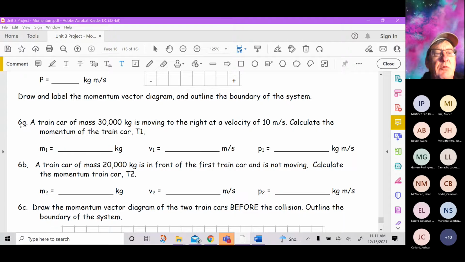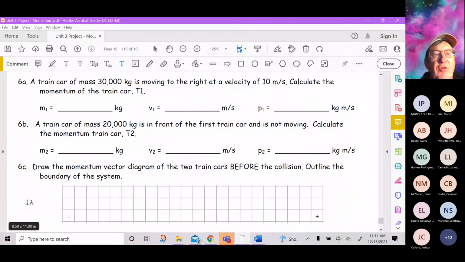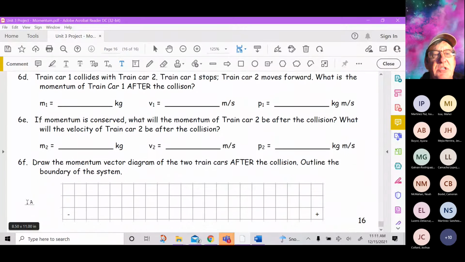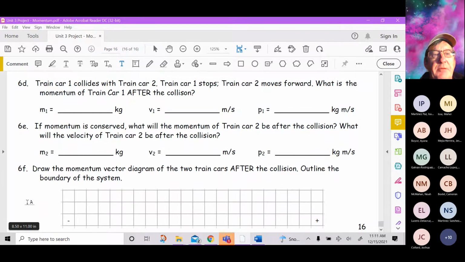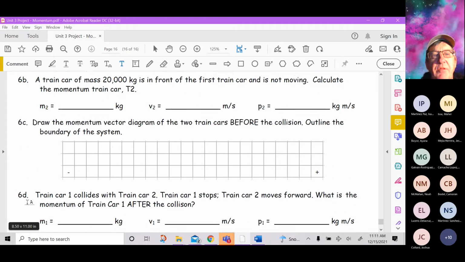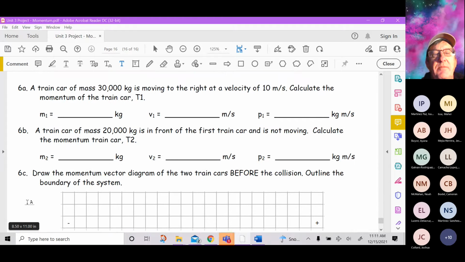Now, notice question 6 has several parts. A, B, C, D, E, F. And this one is about a collision. So it's a little trickier. It's about a collision of 2 trains. And it's a little trickier because they have different masses. With the Newton's cradle collision, we were using the same number. So you got to keep these straight.